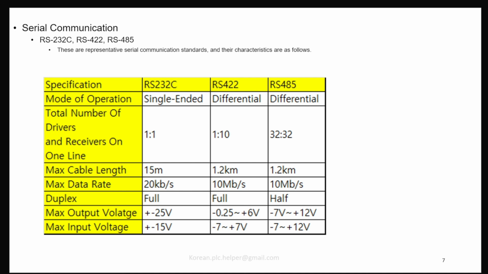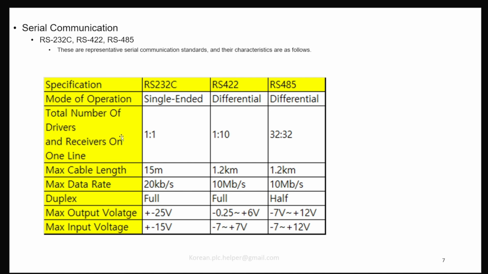We will look at representative electrical standards for serial communications. We will discuss three standards. They are RS-232C, RS-422, and RS-485. The first noticeable category is the mode of operation. RS-232C uses single-ended signaling. In contrast, RS-422 and RS-485 use differential signaling.